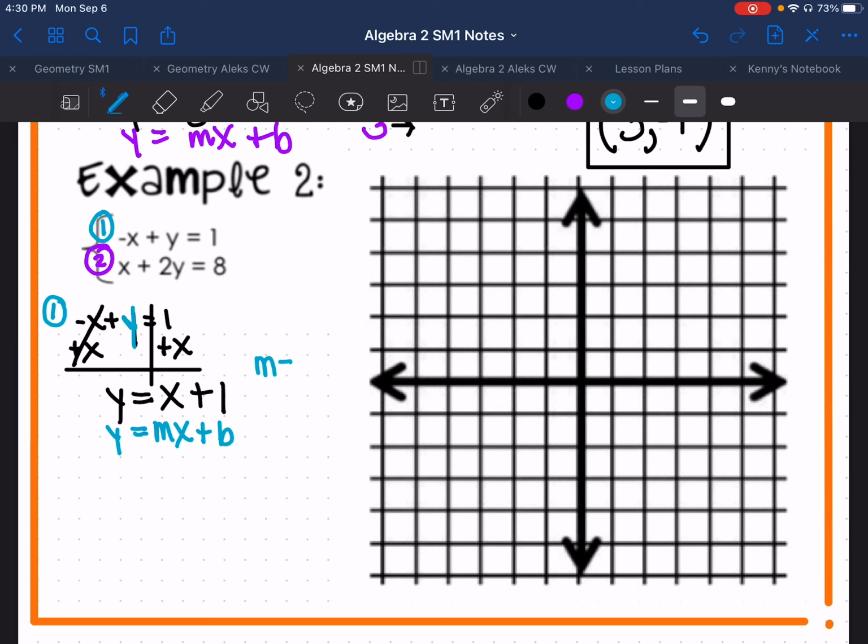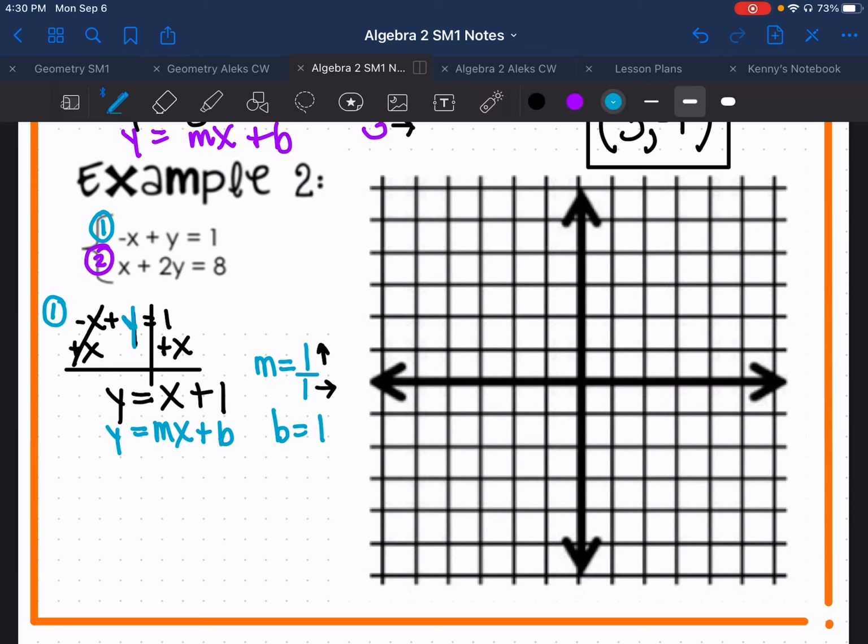My slope. Ooh, this one's tough. Take a look. Here's my m. There's nothing there. But remember, when x is by itself, there's an invisible 1. So my slope is 1. Whenever my slope is a whole number, I can think of it as being a fraction, as simply being over 1. A whole number over 1 is a fraction. And so this slope is telling me move 1 up and 1 to the right. And my y-intercept is, of course, the positive 1.